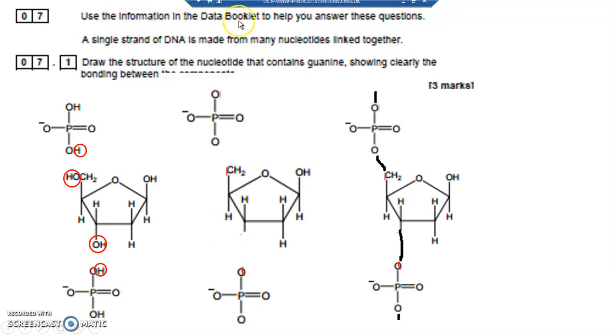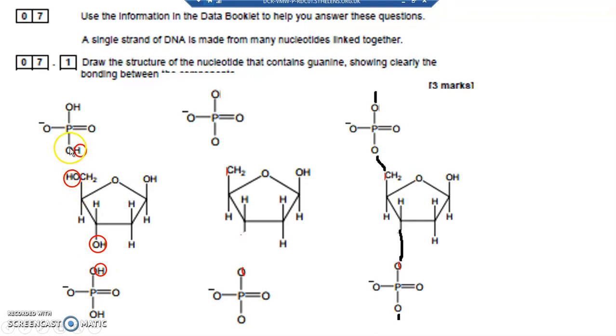The question says, using the information from the data book to help you answer this question, work out how a single strand of DNA is made from nucleotides linked together. So I've got a phosphate, and then I've got a 2-deoxyribose, and then I've got a phosphate. And we've talked about the fact that this OH and this OH here bond, so a phosphate above using the bottom OH linking to this OH, and a phosphate from below using its top OH linking to the bottom OH here. It doesn't really matter which O and H's are lost.